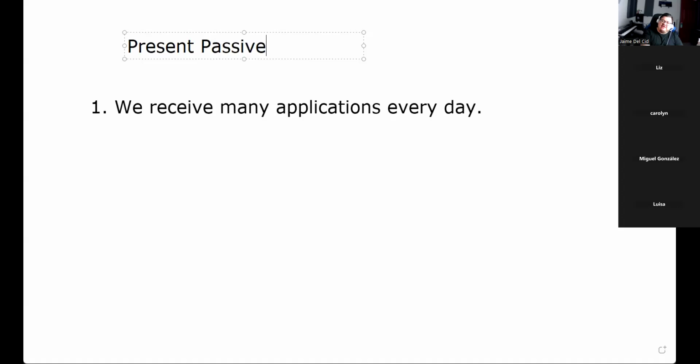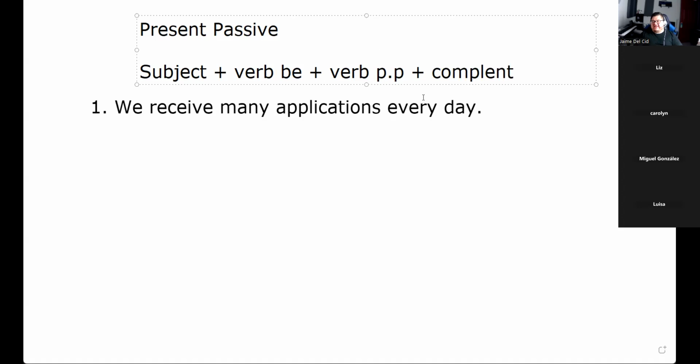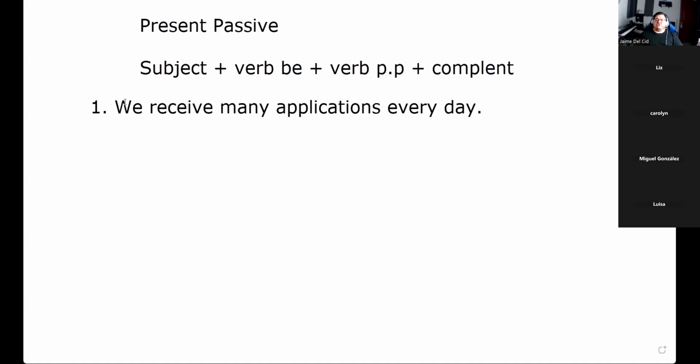So I want you to remember this. The structure of the present passive is going to be your subject, your verb be, and then the verb in past participle, plus any complement or any additional idea that we may have. Okay? So let's say that my instructions are to transform this active voice sentence into a passive voice sentence.